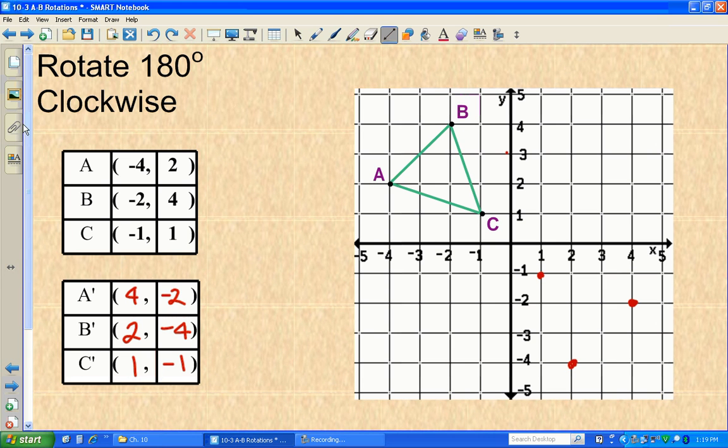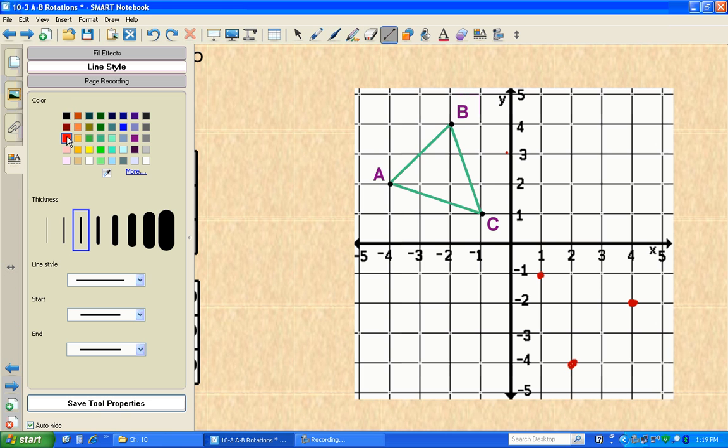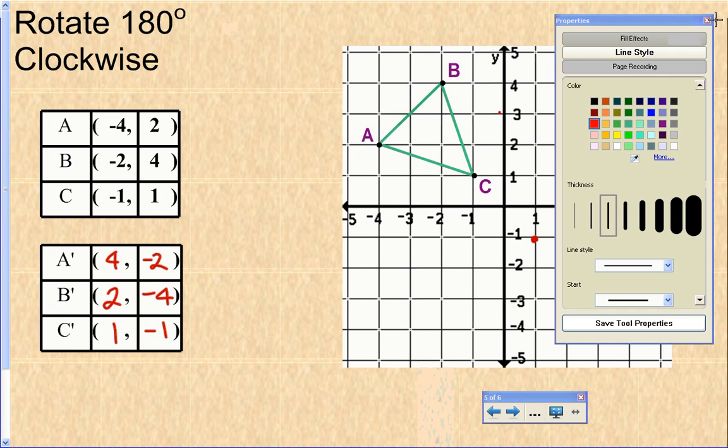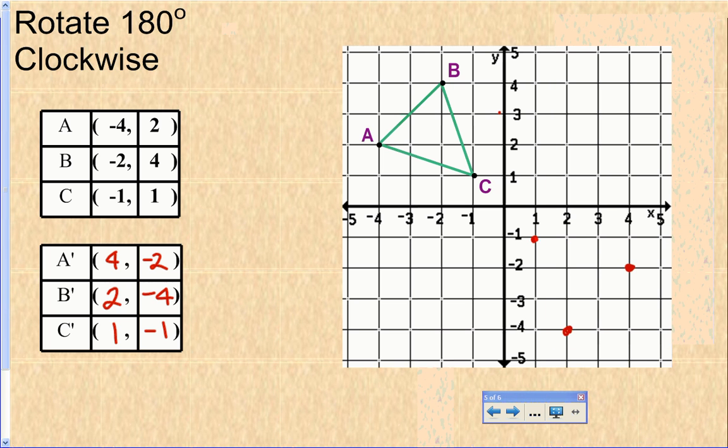Change my color again. I should have labeled these points as I wrote them. A was at 4, -2, so that's my A prime. B prime is at 2, -4, and C prime is at 1, -1. So that's this object rotated 180 degrees clockwise.